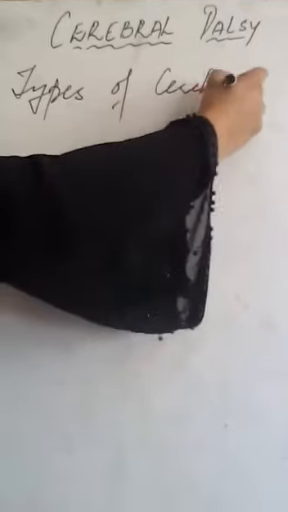Types of cerebral palsy. There are different types of cerebral palsy that affect various parts of the brain. Each type causes specific movement disorders. The main types of cerebral palsy are spastic cerebral palsy.